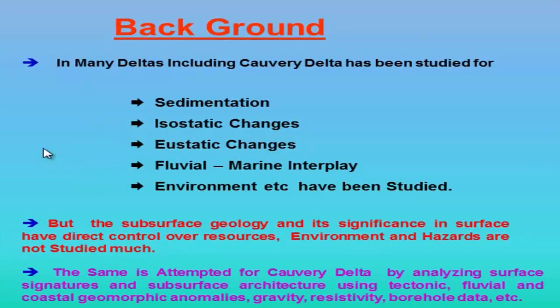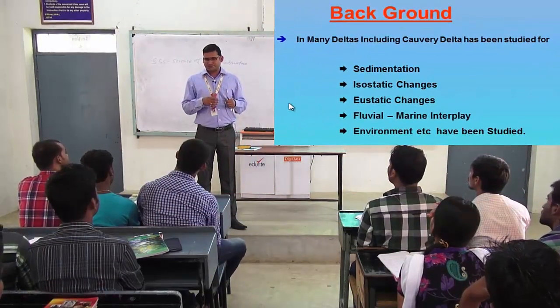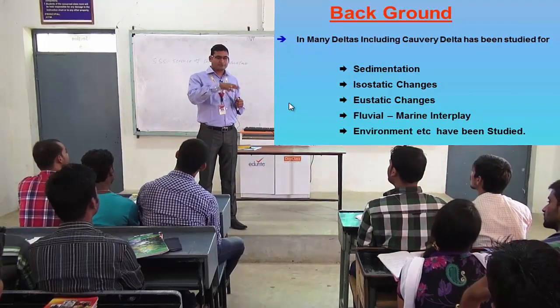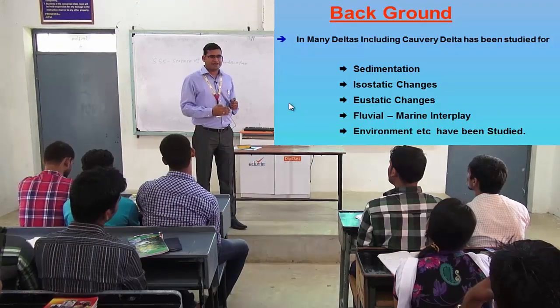So as I have taken the case study for this Cauvery region, as I mentioned there, many deltas including the Cauvery have been studied, because the Cauvery river is there and it has a broad delta surface. Many deltas including the Cauvery delta have been studied for sedimentation, because once erosional activities occur through the different types of rivers, the eroded materials come and are deposited near the coastal area, that means near the ocean area.